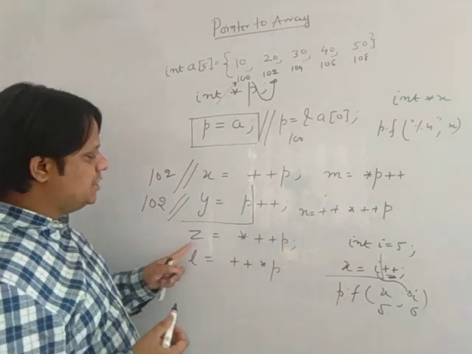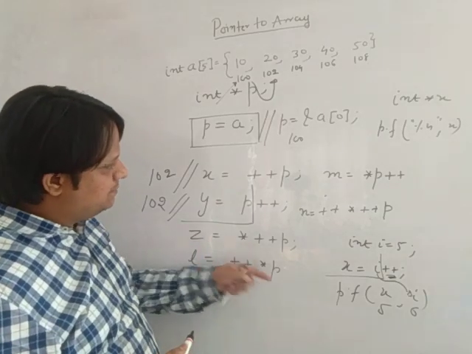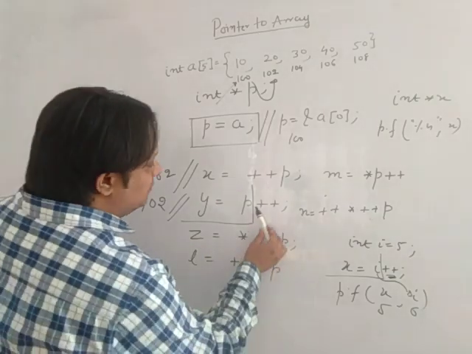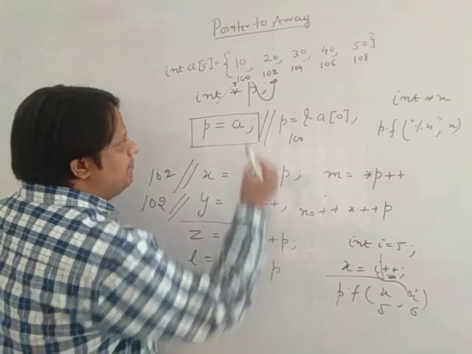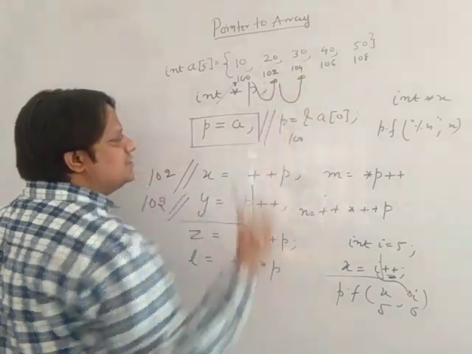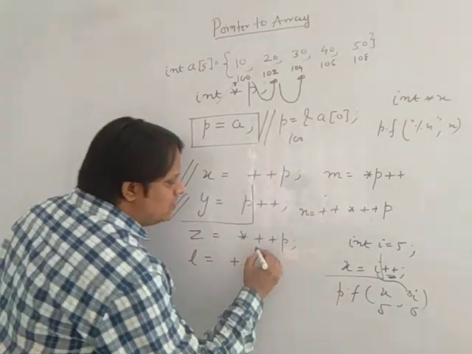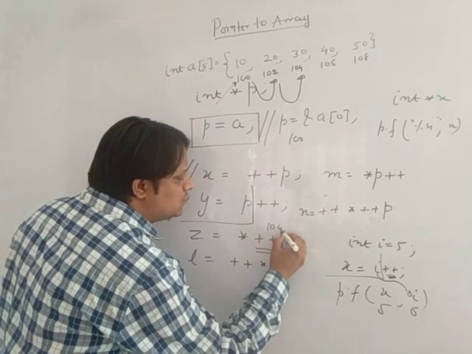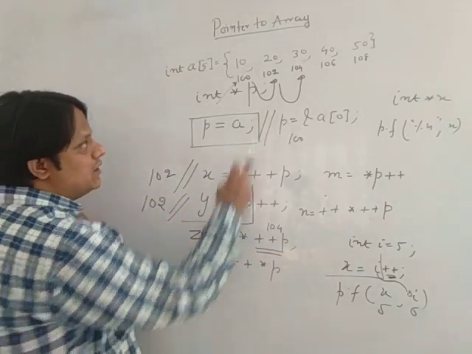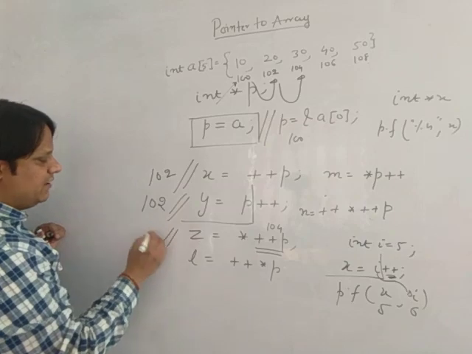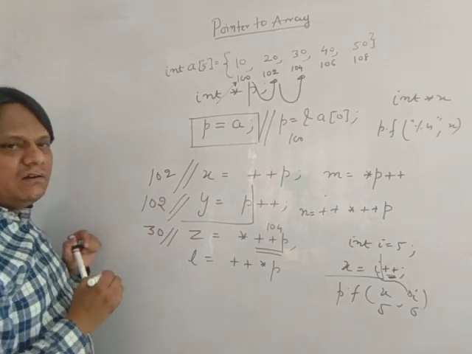Going down, let's check z = *++p. Now see, because of this post increment, as soon as p came here, my pointer got incremented and moved to 104. So value of this ++p: now my pointer moves to 104, and the value at 104 is 30. Therefore the value of z is 30. I hope it is clear.